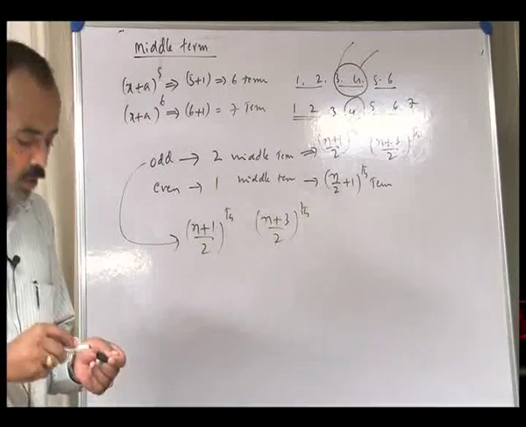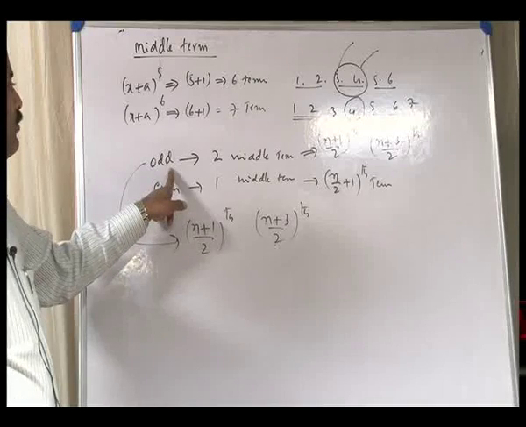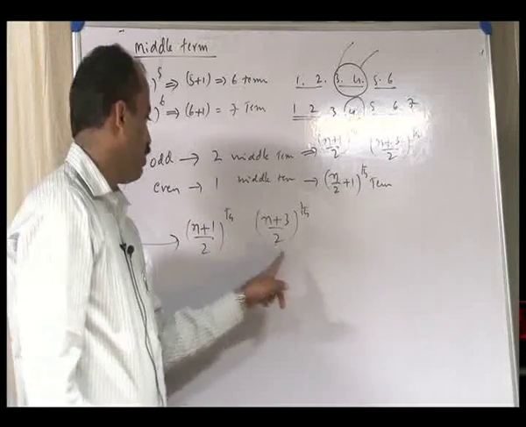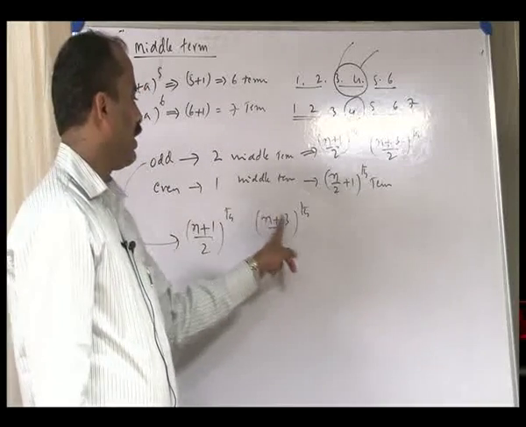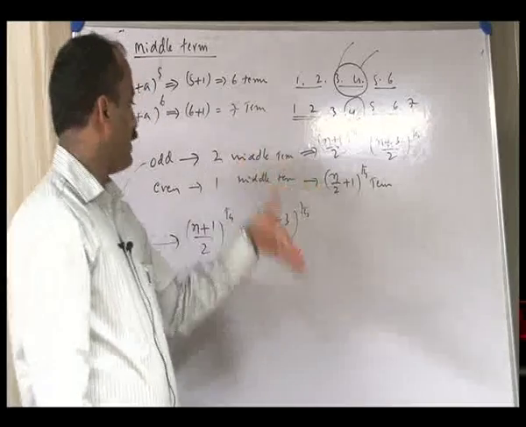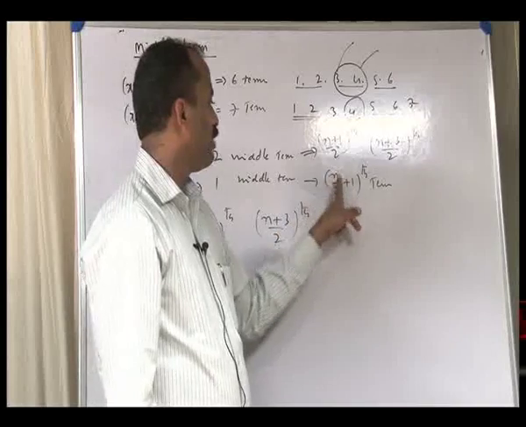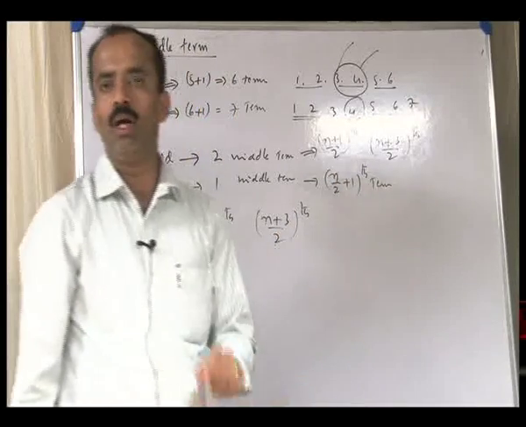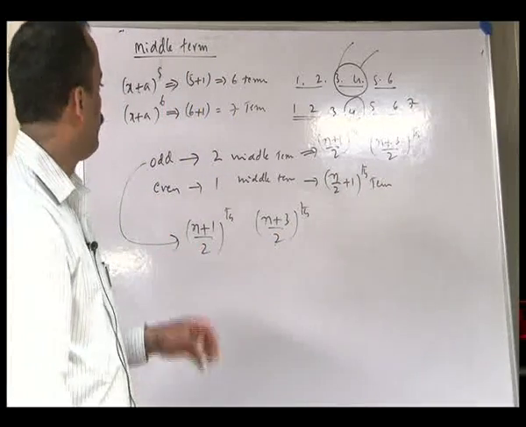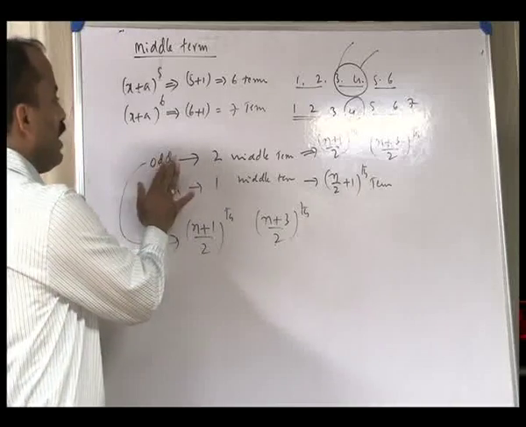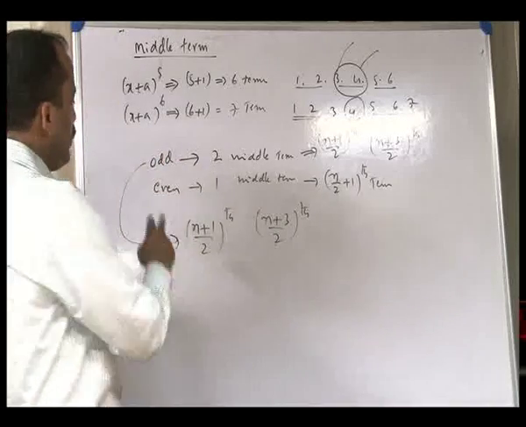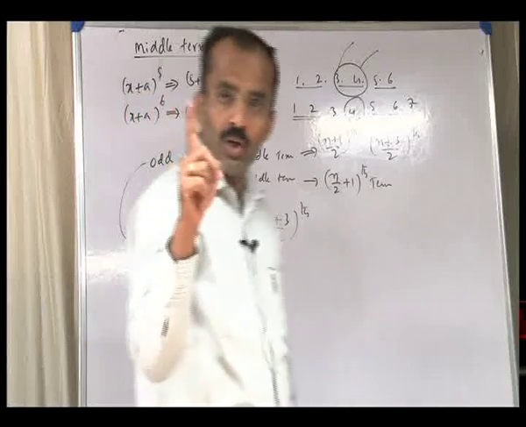Means if the power of an expansion is odd, we have 2 middle terms, the (n+1)/2 th term and the (n+3)/2 th term, whereas if the power of an expansion is even, we get only 1 middle term, that is the (n/2 + 1)th term. So if the power of the expansion is odd, we get 2 middle terms. If the power of the expansion is even, we get only 1 middle term.